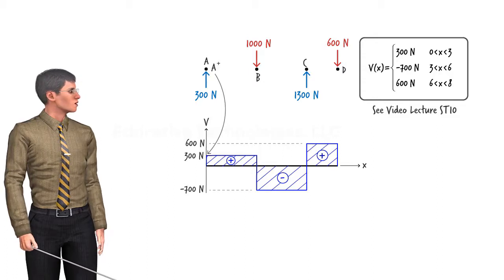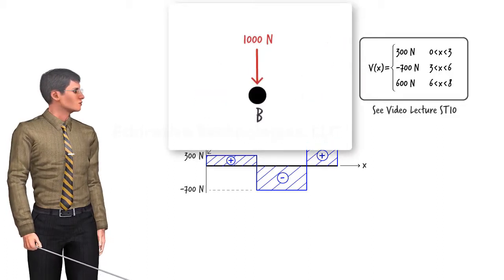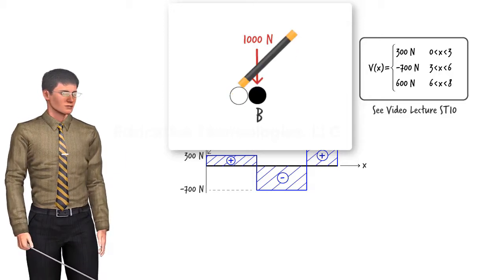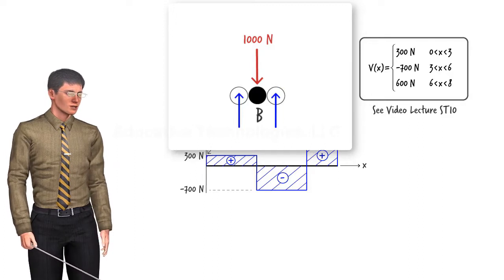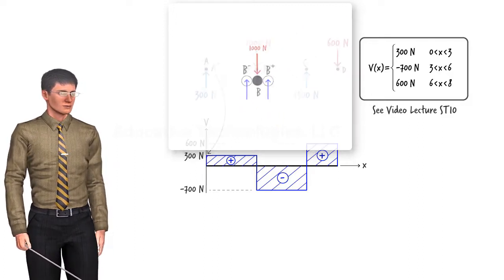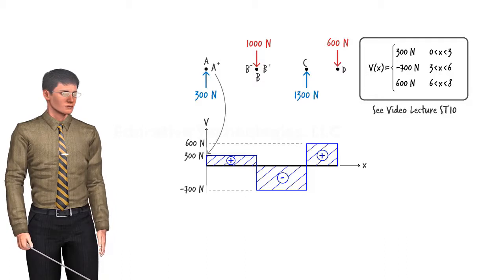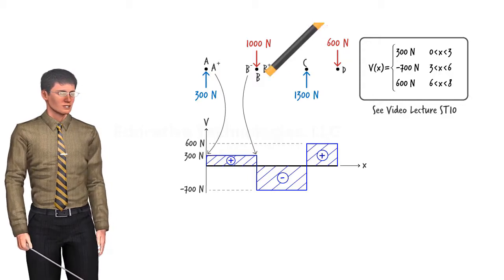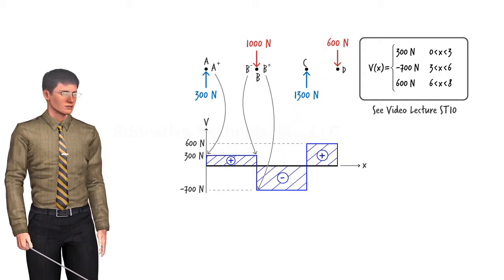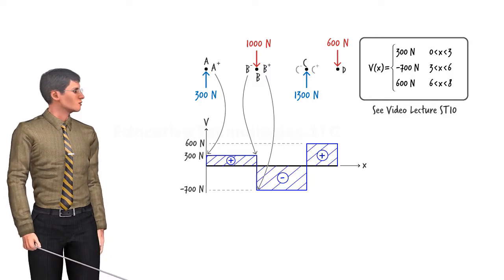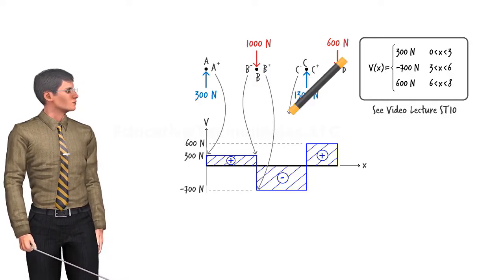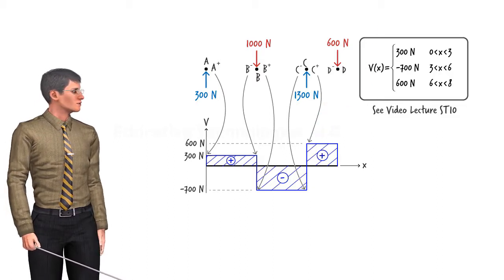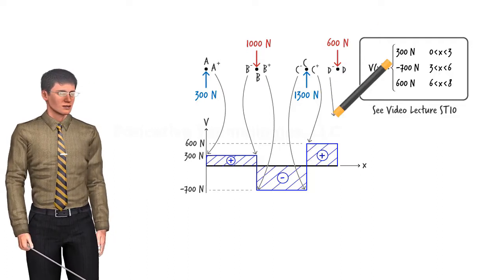The same idea applies to point B. Since the sum of the forces in the y direction must be 0, a shear force on either side of B must develop. We refer to these points as B- and B+. In this case, shear at B- is 300 newtons. At B+, we have a shear force of negative 700 newtons. Using the same line of reasoning, we can conclude that shear just to the left of C is negative 700 newtons, but at C+, the force becomes 600 newtons. And shear to the left of D is 600 newtons.